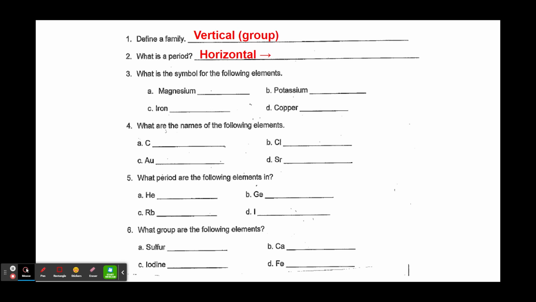Here you're going to just look for these elements on the periodic table, tell me their symbol, and then for number 4, you're going to look for the names based on those symbols. On number 5, you're going to tell me what period those elements are in. Remember, it's going to be 1 through 7. And then on number 6, there are 18 groups. So your answers are going to be 1 through 18 here, depending on which element it is talking about.